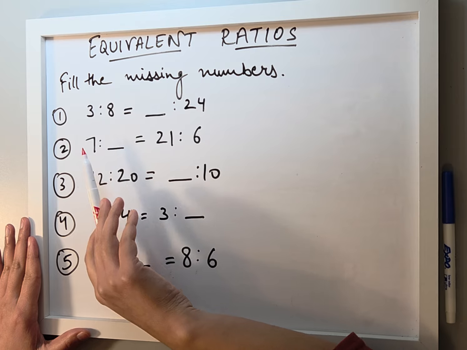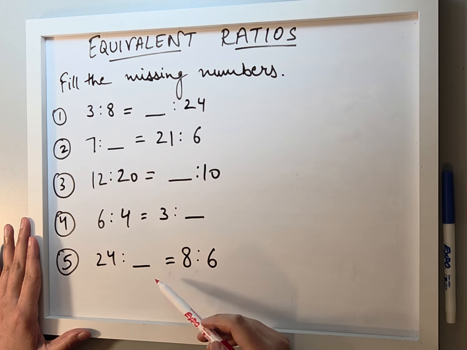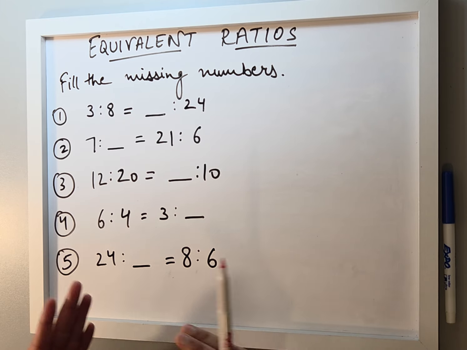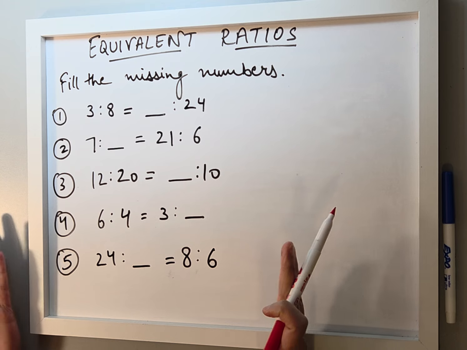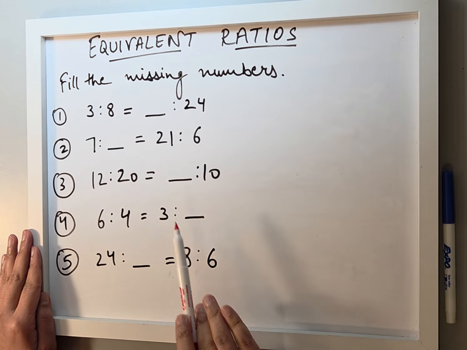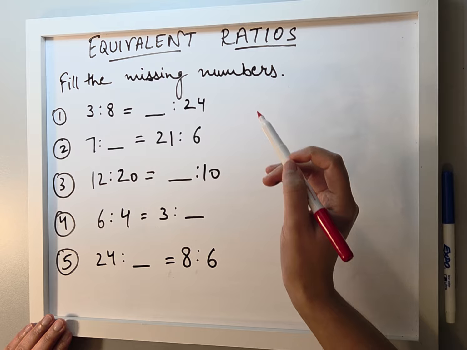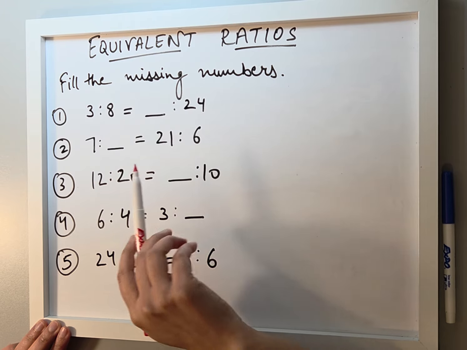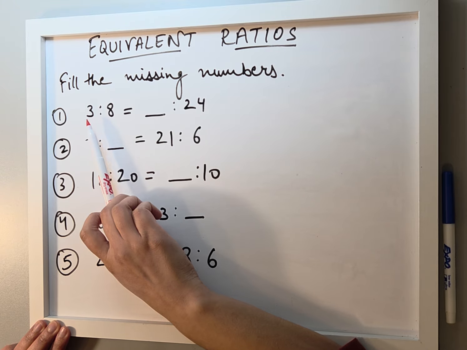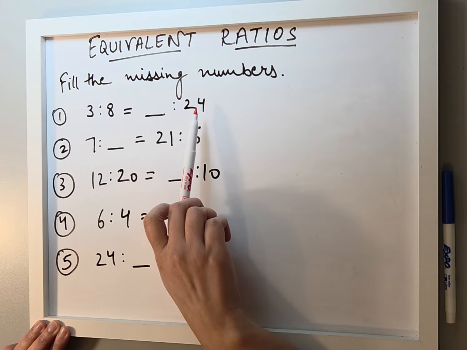So we've been given ratios. So if there's an equal to sign, we know that they are equal. So it's like they are equivalent ratios, but one part of them is missing. So we need to fill in the missing numbers. Okay. So let's start from the first one. So we know the first number corresponds to the first number and the second one to the second.